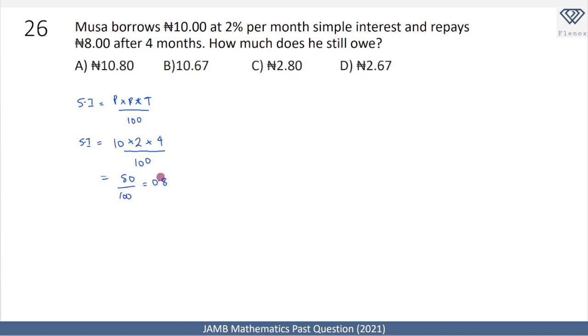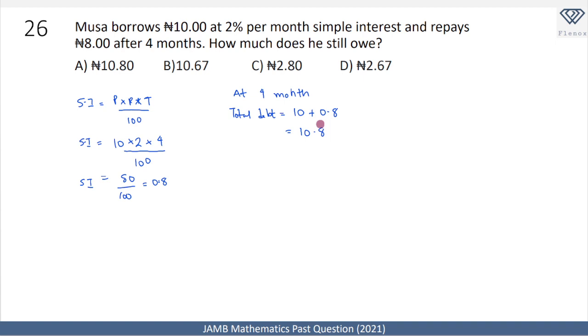So what does this mean? It means that after 4 months, in addition to the 10 naira that Musa borrowed, we also have to pay back an interest of 0.8 naira. So that means at 4 months, the total debt will be equal to what? The amount that I initially borrowed, which is 10, plus the amount of interest he has to pay back now, which is 0.8, and that is 10.8. And this makes perfect sense, because think about it.